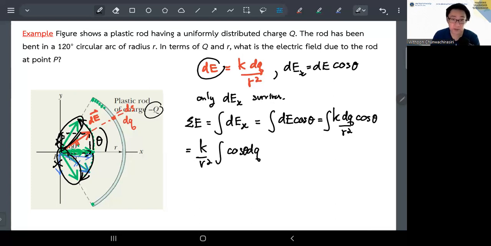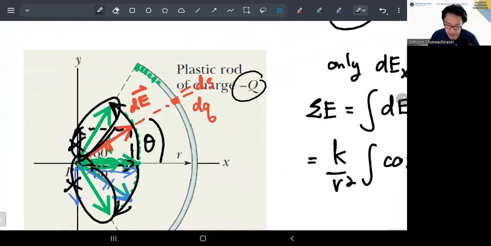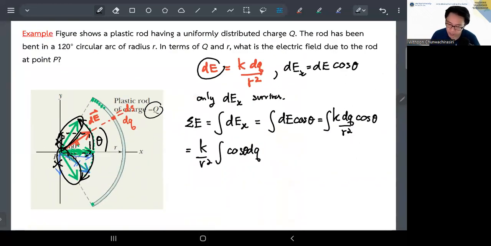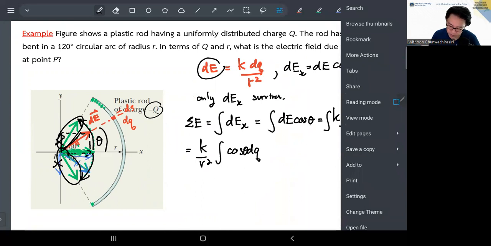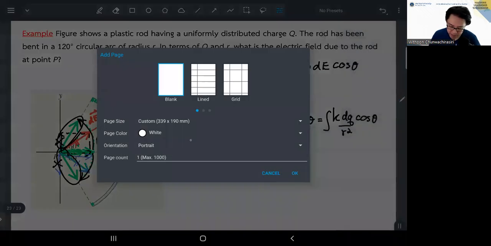Now it's time for us to deal with this conversion of the parameter one more time. I want dq to be expressed in terms of theta now, so I can keep going. How? This is stuff that is new here, and I have to explain this to you a little bit further. So let me add an extra page here for that.